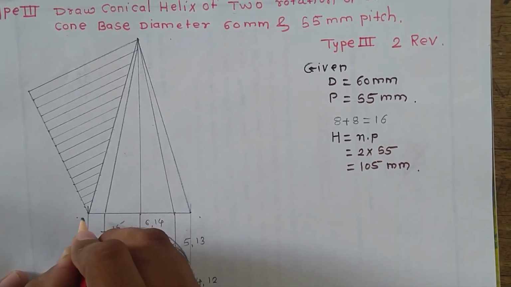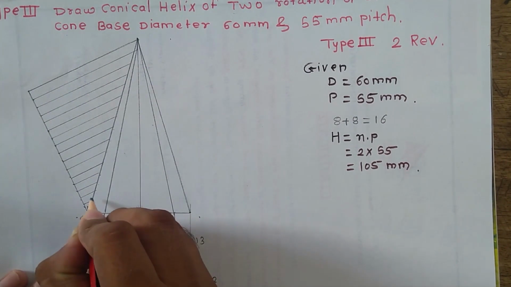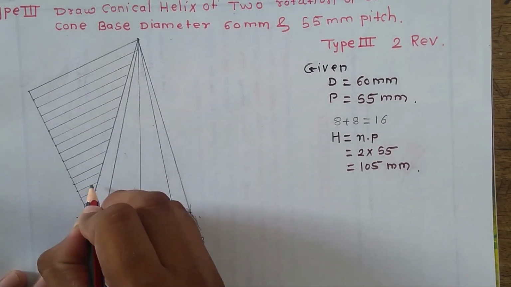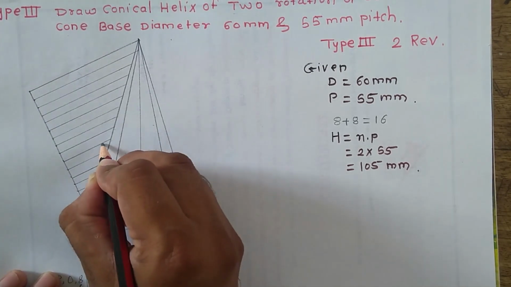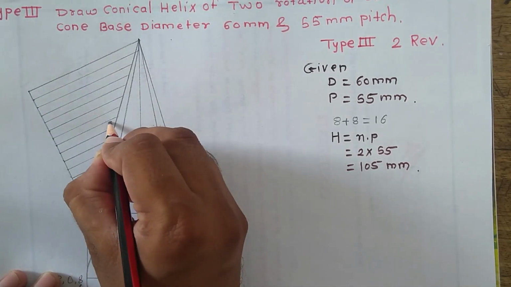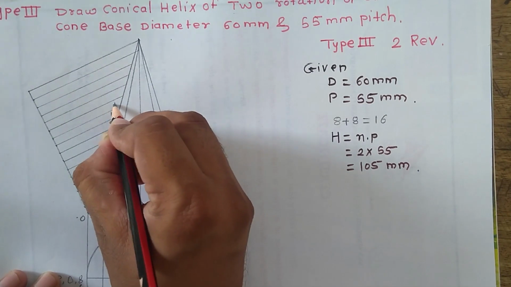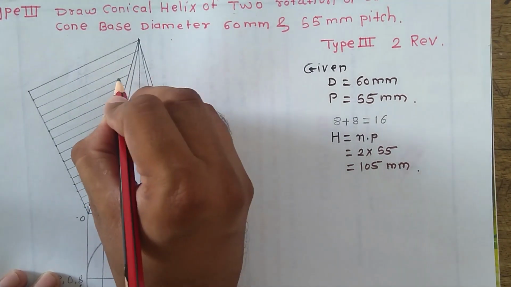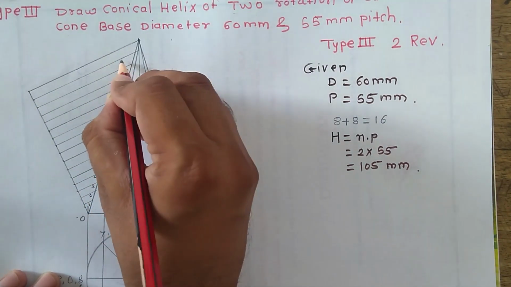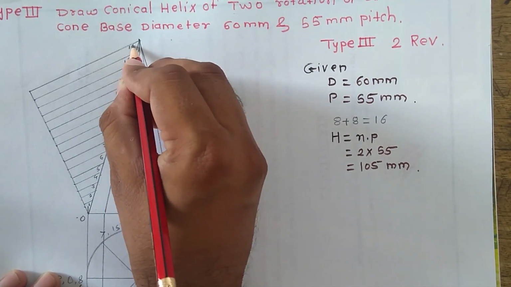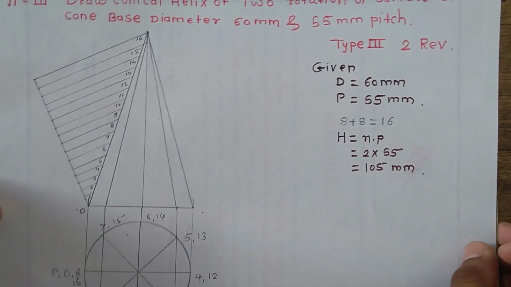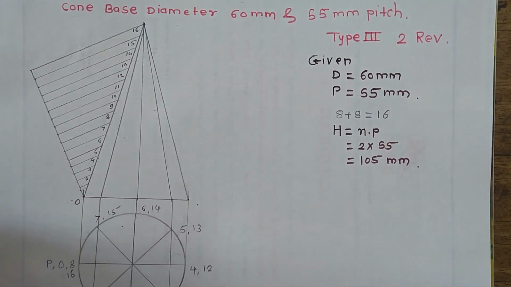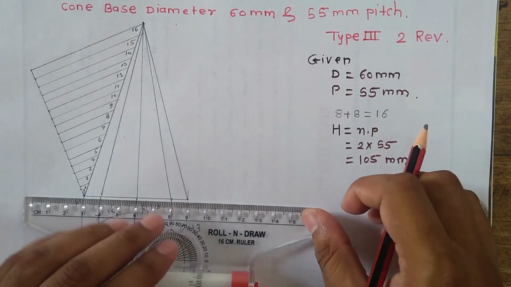So here we have to give names: 0, this will be 1, this will be 2, this will be 3, this will be 4, 5, 6, 7, 8, 9, 10, 11, 12, 13, 14, 15, and this will be 16. Okay, so we have to transfer all these divided points in horizontal line form.